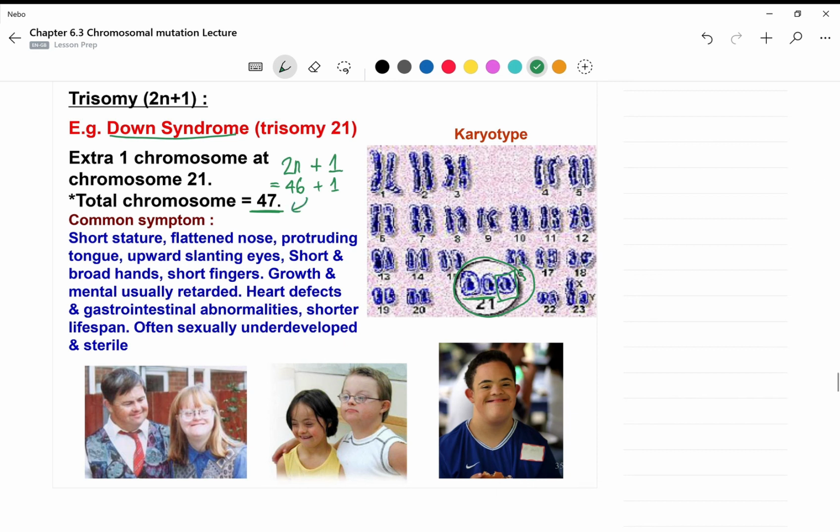Some of the common symptoms include short stature, which means they are short physically, a flattened nose, protruding tongue, upward slanting eyes, short and broad hands, short fingers, and their growth, including their mental growth, is usually retarded. They are very prone to developing heart defects as well as gastrointestinal abnormalities, and they normally have a shorter lifespan. People with Down syndrome are normally sexually underdeveloped or sterile.